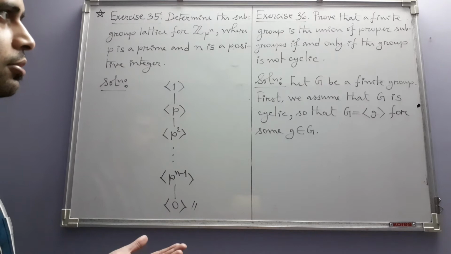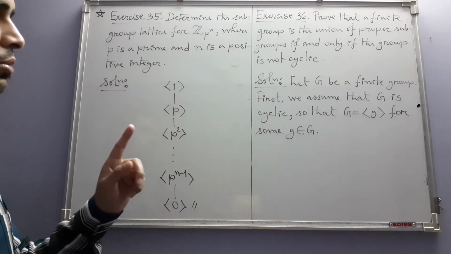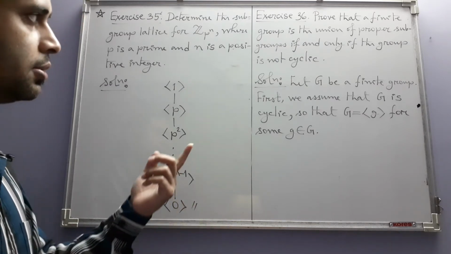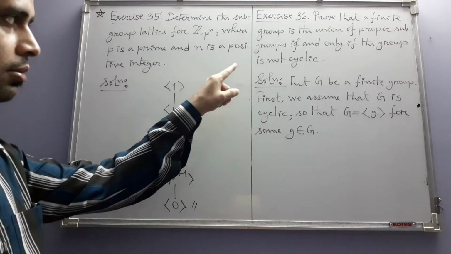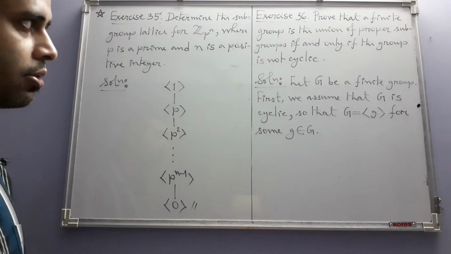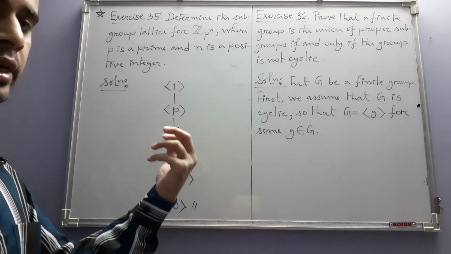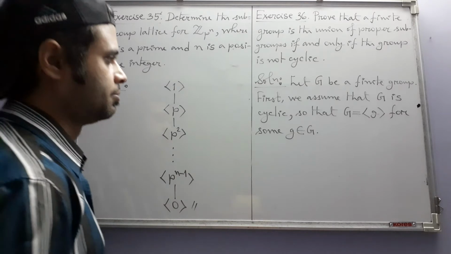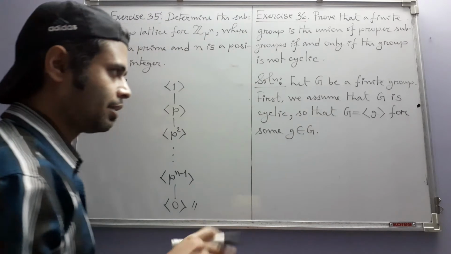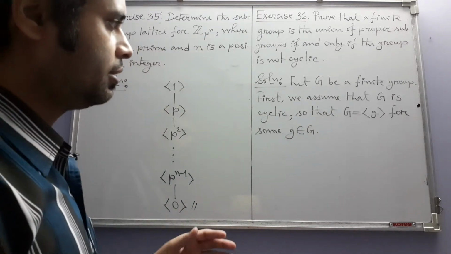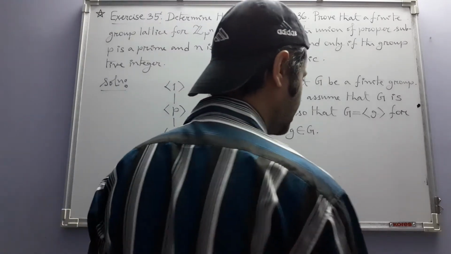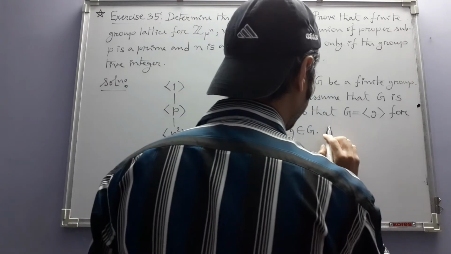Now we are supposed to show that expressibility as a union of proper subgroups implies that the group is not cyclic, and conversely also, if the group is not cyclic, then it can be expressed as a union of proper subgroups. Here we have assumed that the group is cyclic. That means we have to show that it cannot be written as a union of proper subgroups. Contrary to that, we suppose that it can be written in such a way.